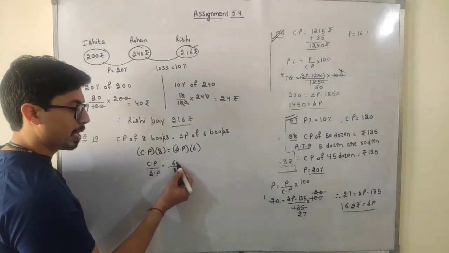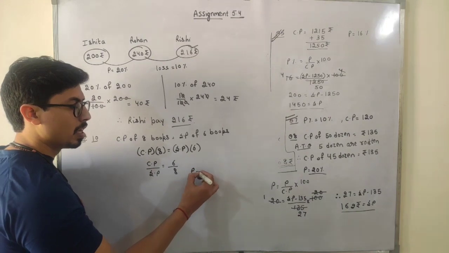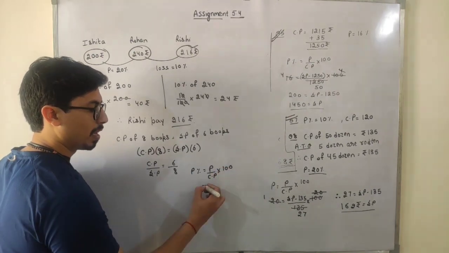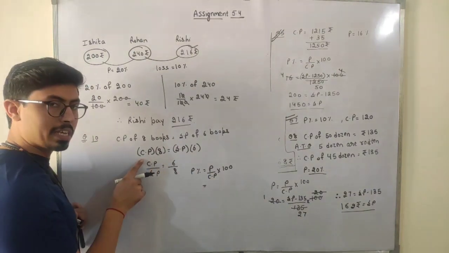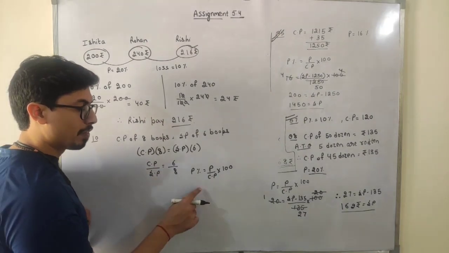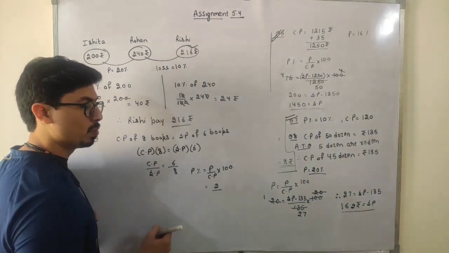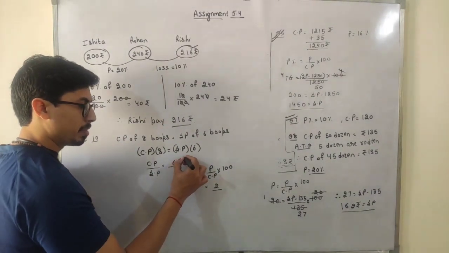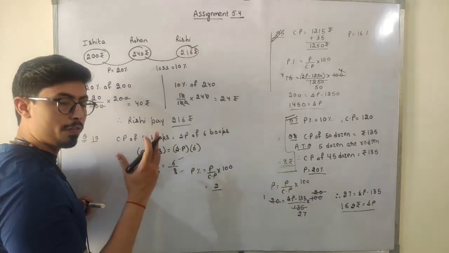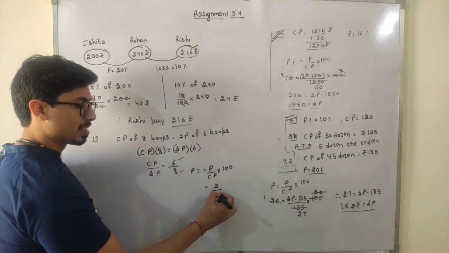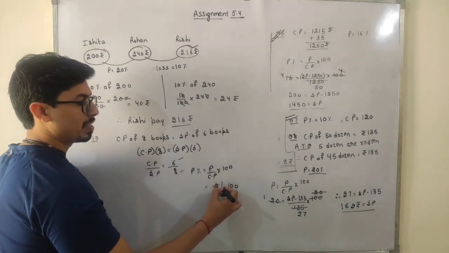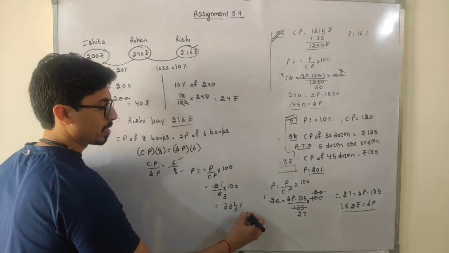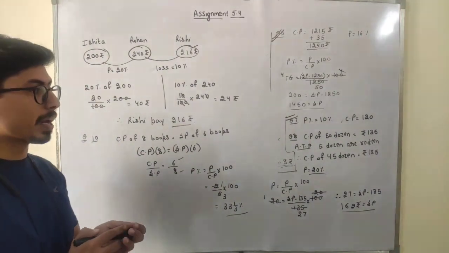So see, CP is less than the selling price. That means the profit will be there. So profit percentage will be profit by CP into 100. We know the formula. See, if the book cost him ₹6 and he sells it at 8, that means the profit will be of 2. Profit will be of 2. Okay. CP is how much? See, if I am purchasing something at 6 and selling it at 8, the profit will be of 2 rupees. Cost is 6 into 100. So if I just cancel the amount, 1 by 3 of 100 will be 33 and 1 by 3%. So 33 and 1 by 3% is my required answer.